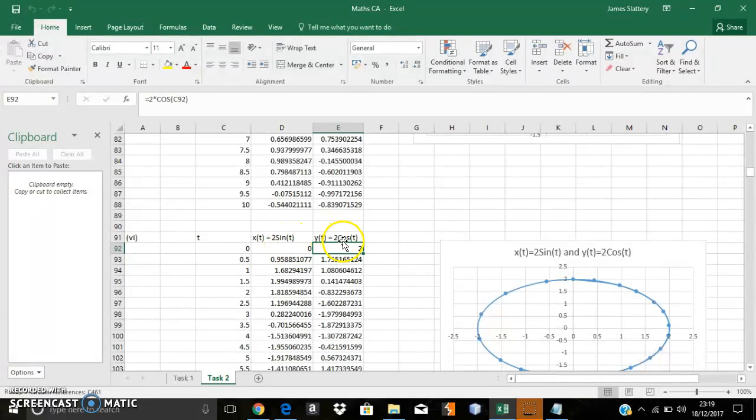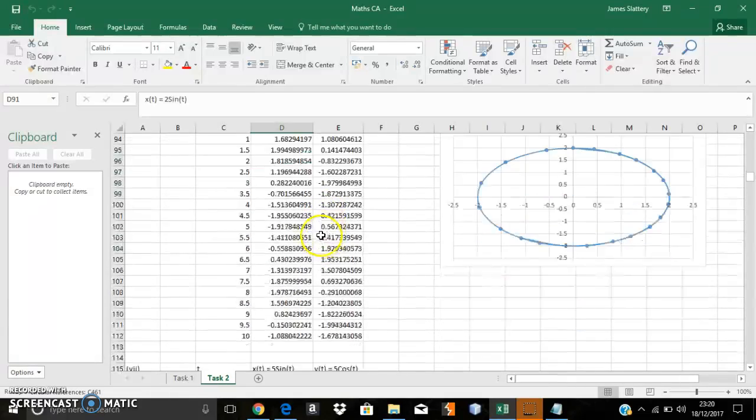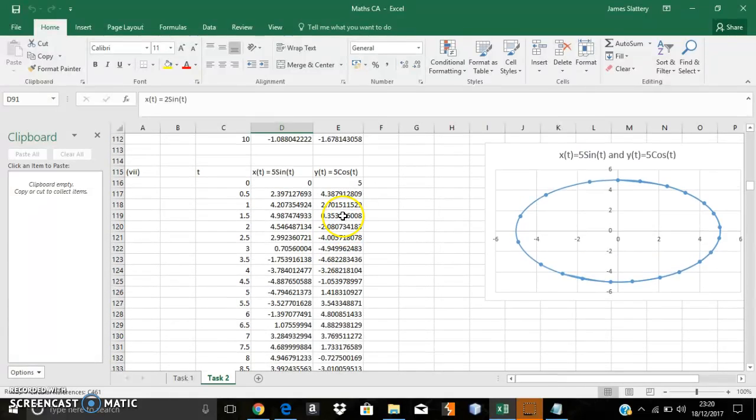The number in front of the cos and the number in front of the sine will always dictate the radius of the circle. So if these two numbers were 3 and 3, then the circle will have a radius of plus and minus 3 on the x-axis and plus and minus 3 on the y-axis.